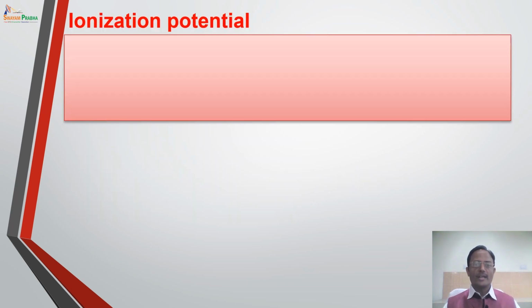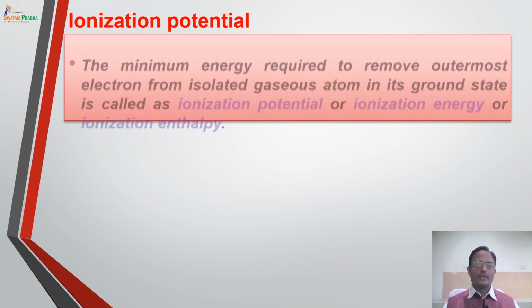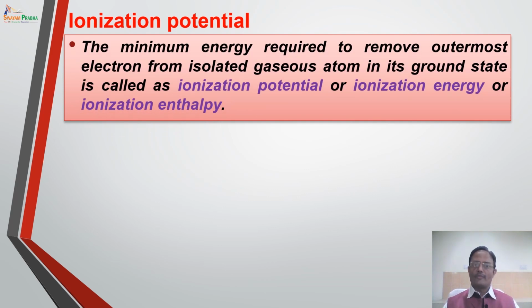How will you define ionization potential? It is the minimum amount of energy which is required to remove outermost electron from isolated gaseous atom in its ground state. It is sometimes called as ionization potential or ionization energy or ionization enthalpy. All the 3 terminologies mean the same. It is generally expressed in terms of kilojoule per mole or kilocalorie per mole, like that.